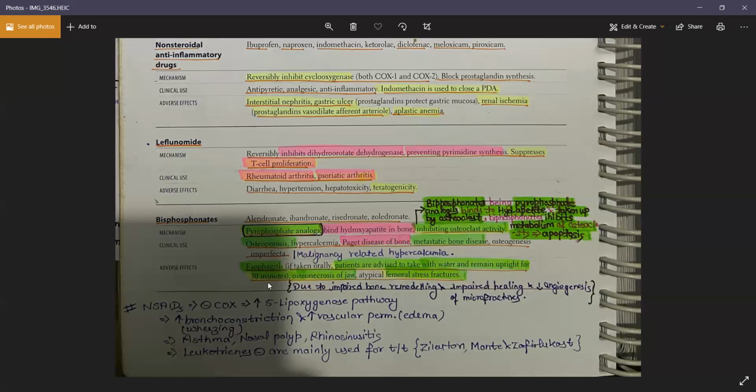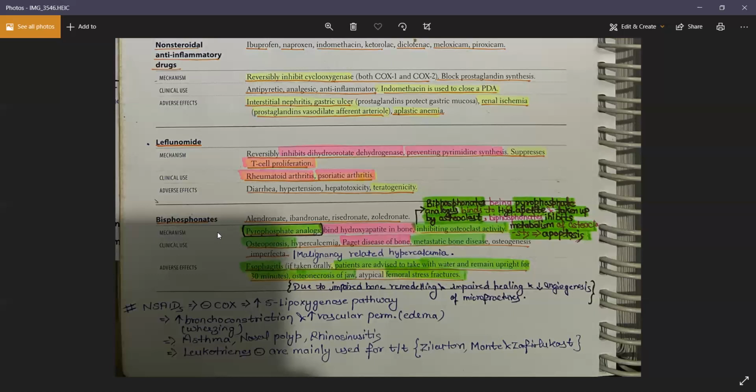Very important. Stefan can also ask you this. How can you avoid the esophagitis? By asking the patient to take these drugs in an upright position for 30 minutes and to take these drugs with a lot of water, right? They can also cause osteonecrosis of the jaw, and they can cause atypical femoral stress fractures. Very important. And that would be everything about the bisphosphonates. Any doubt on the bisphosphonates?